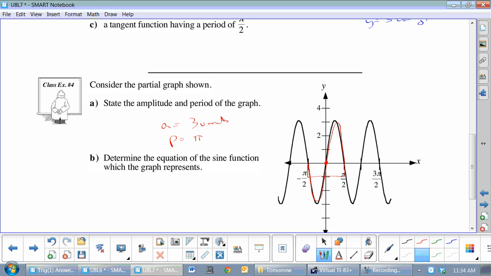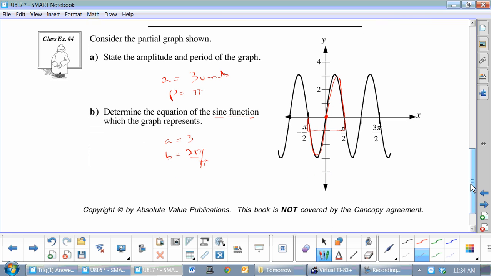So now, determine the equation of the sine function. Oh, they were nice enough to tell us it was a sine function. So A is 3, I got that. B is 2 pi over pi. So it is y equals 3 sine 2x. It's pretty simple stuff once you see it. But again, a few more rules to write down in the old study sheet.